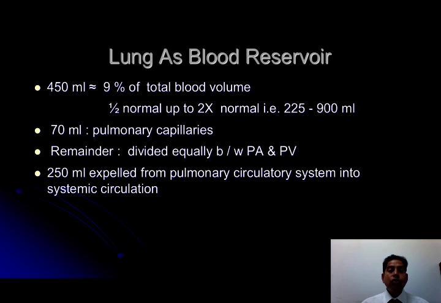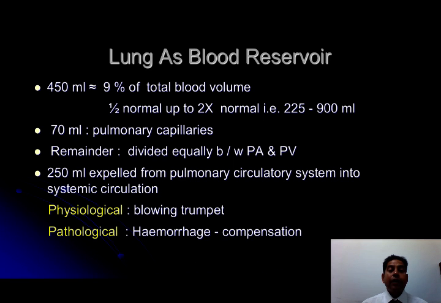Now, of this, 250 ml can be expelled from the pulmonary circulation into the systemic circulation. This occurs physically, like when a person is blowing a trumpet, so the alveolar air pressure goes high, and it will squeeze out the blood from these capillaries and push it towards the pulmonary veins.